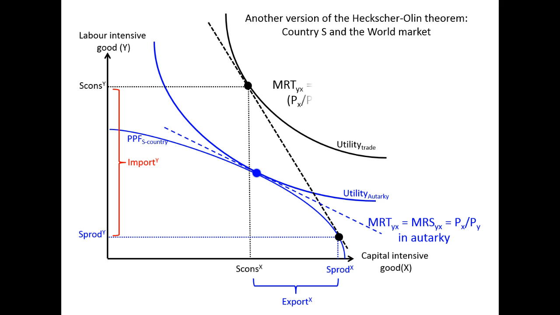So when we look at it finally, we see that the marginal rate of transformation in the country S, given by this black dot down here, will be equal to the marginal rate of substitution, which is the slope of the utility function, which we have in this black dot, and that will also be identical to the relative price that we have in the world market.